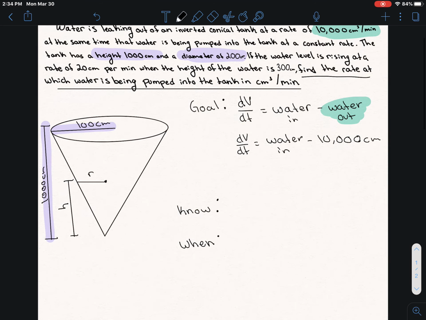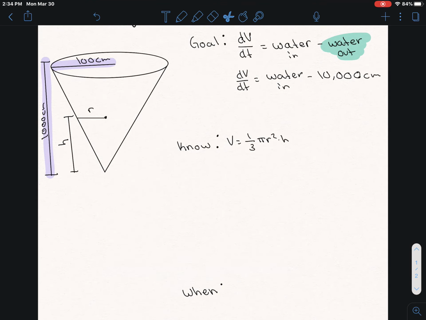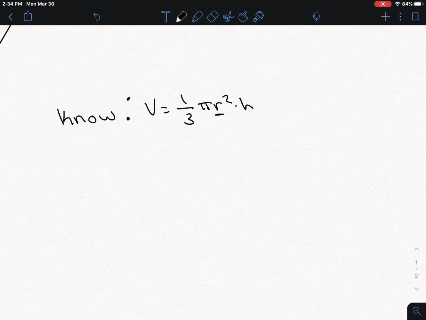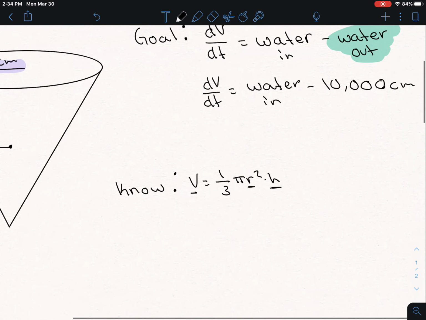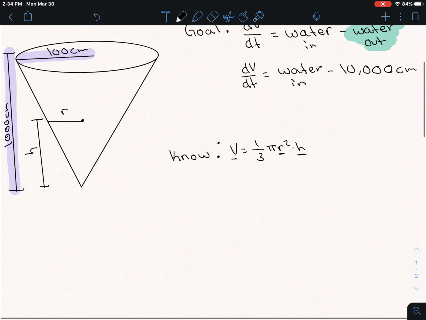All right, now what do we know? So we do know the equation for the volume of a cone. So it's going to be V is equal to 1/3 pi r squared times h, our height. So from there, what do we know? We're going to need to know r, and we're going to need to know h. And of course, we're solving for V. We already know that.